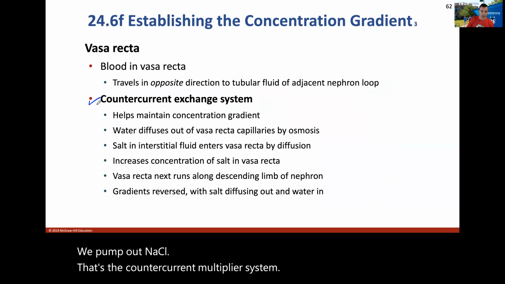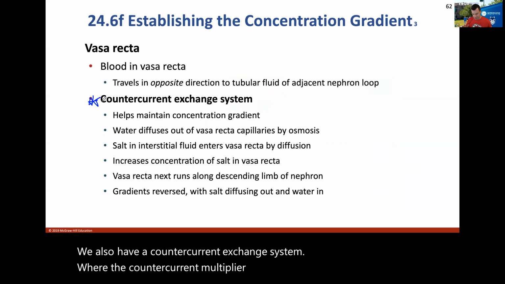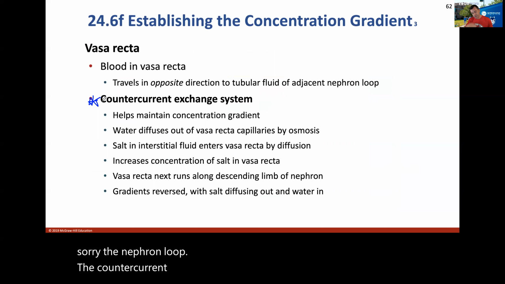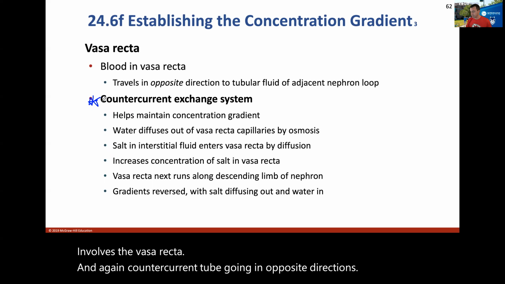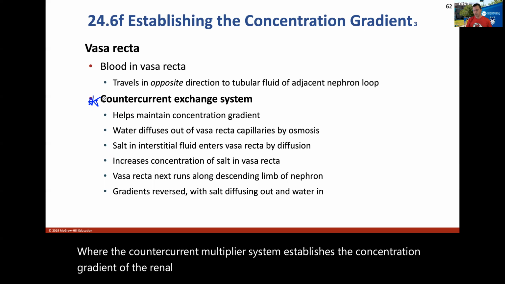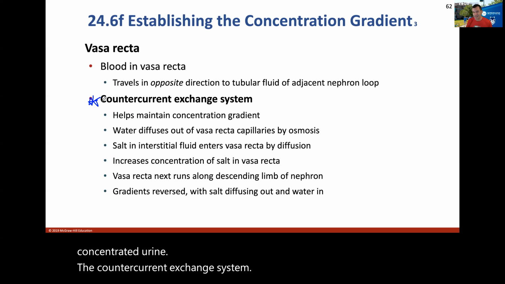We also have a countercurrent exchange system, where the countercurrent multiplier system involved the loop of Henle, the nephron loop. The countercurrent exchange involves the vasa recta. And again, countercurrent tubes going in opposite directions. The countercurrent multiplier system establishes the concentration gradient of the renal medulla, which is important for forming a more or less concentrated urine. The countercurrent exchange system helps to maintain that concentration gradient of 300 to 1200 milliosmoles.